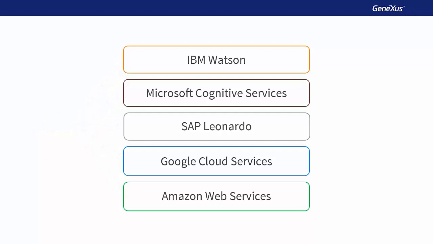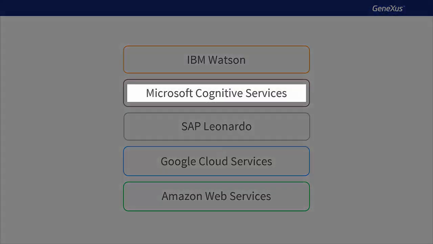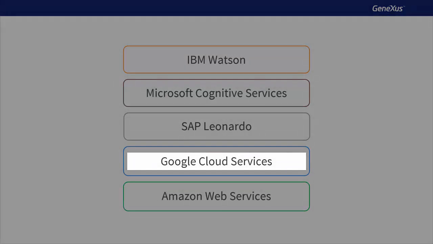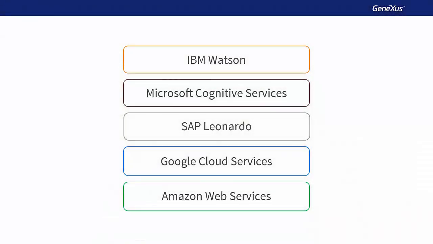The providers we have access to are Watson from IBM, Cognitive Services from Microsoft, SAP Leonardo, Google Cloud Services, and Amazon Web Services. At present, we're working so that we can use algorithms developed by any provider, even by ourselves, using artificial intelligence languages.